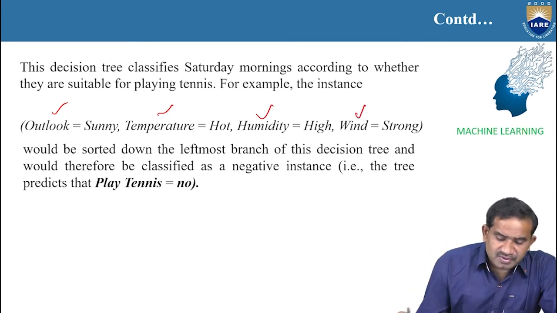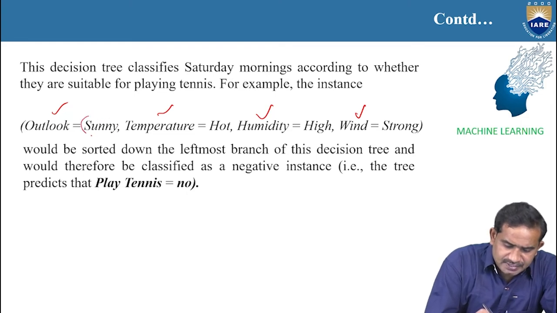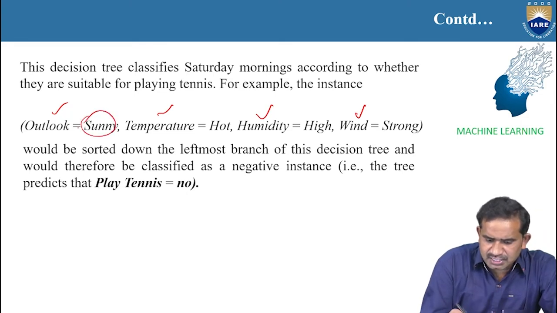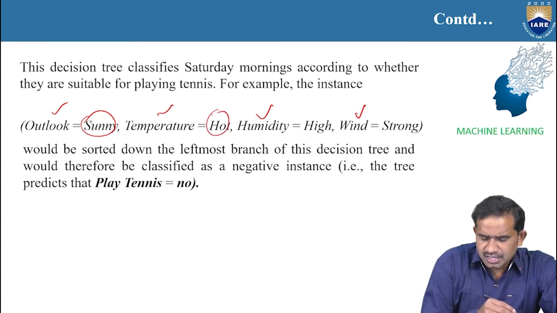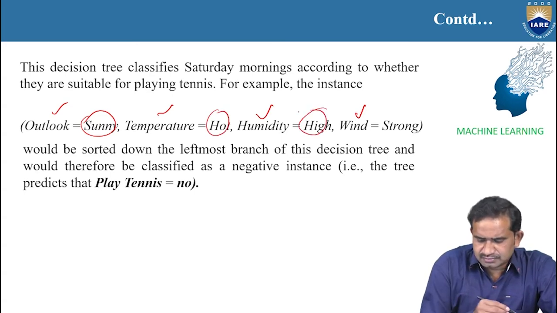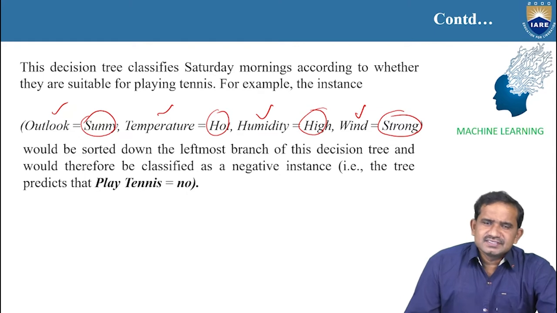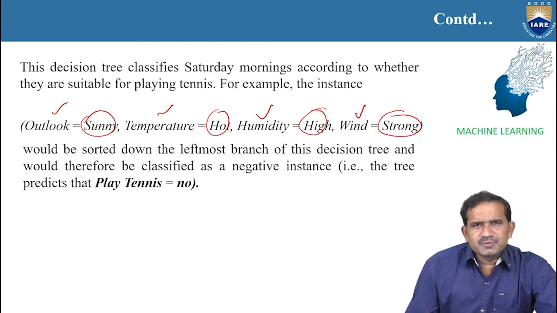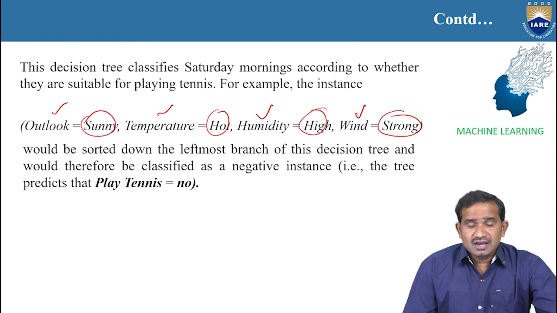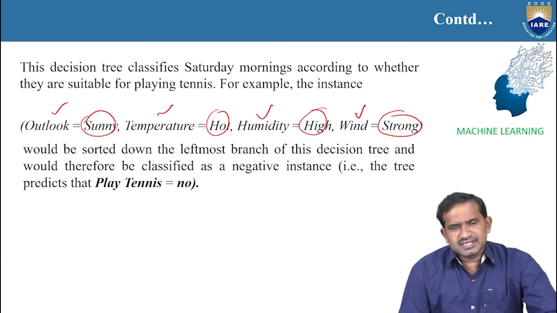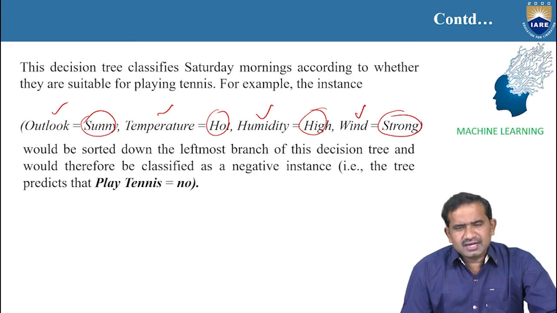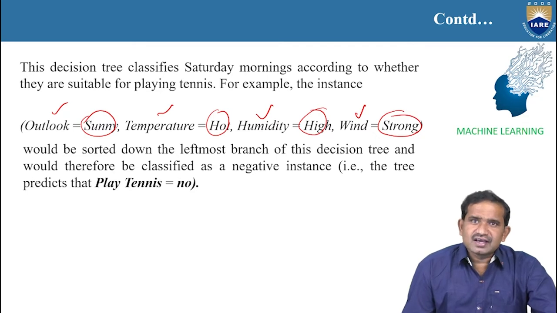From outlook, the value here is sunny, temperature is very high, humidity is very high, and wind is strong. So based on these conditions, automatically we are unable to play tennis. Why? Because the outlook is very sunny, the temperature is very hot, the humidity is also very high, and the wind is also very strong.